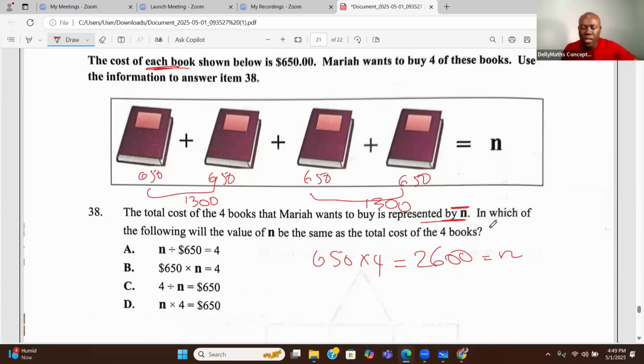In which of the following will the value of N be the same as the total cost of the books? The value of N is the total cost of the 4 books. If you take N and divide it by this, okay, this looks good. Because if I take N, which is this, and divide it by this, it's going to tell me the 4 books. That is 4 books, right?